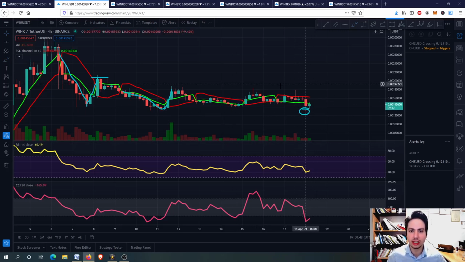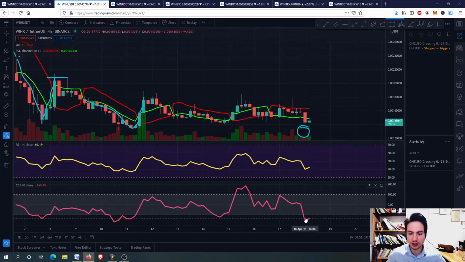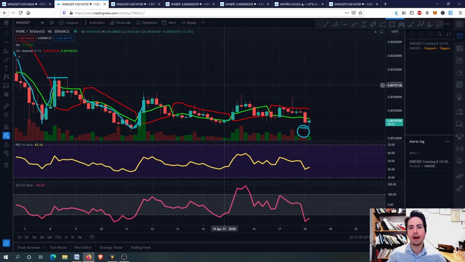I prefer to see the SSL channel on the daily frame, and of course you can see here as we approached the 30 for the RSI, the commodity channel index was way beyond the minus 100. Of course the commodity channel index is more sensitive to the price. That's why it is going so far beyond.